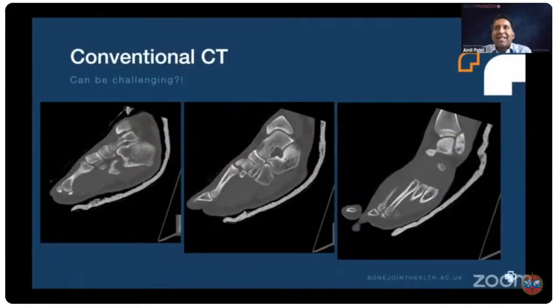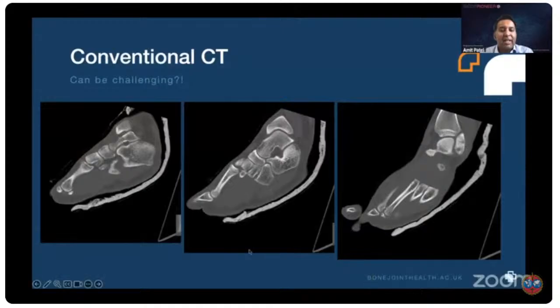Finally, I think CT really is our gold standard in these patients. The problem is, I think conventional CT can be challenging. Often, you get a CT not really aligned with the joints of the Lisfranc joints in the midfoot. And so you're trying to decipher which joints are dislocated, which are subluxed, which are problems.